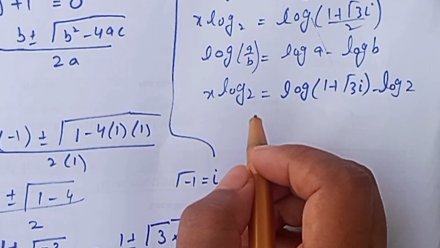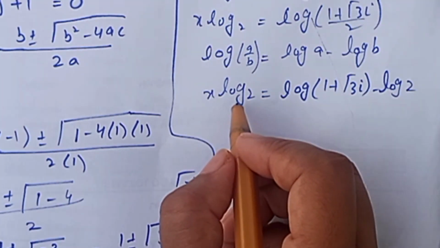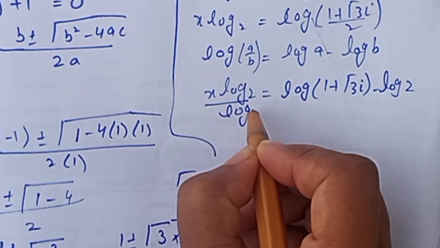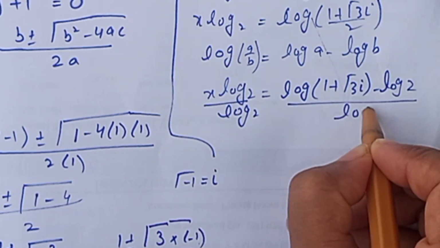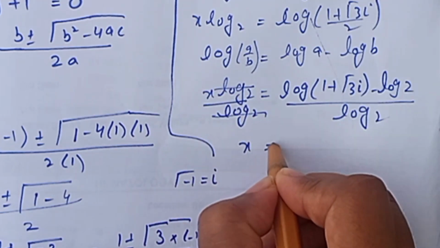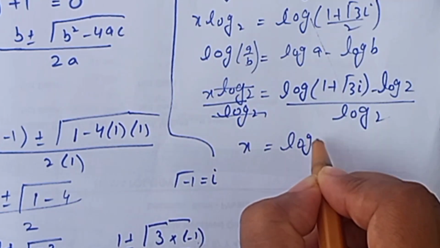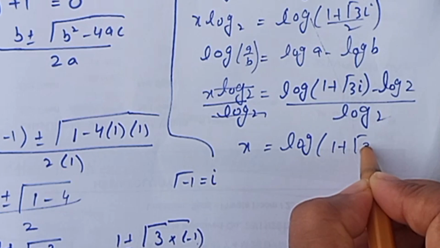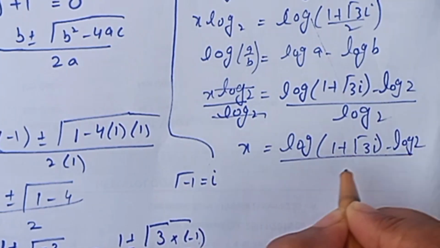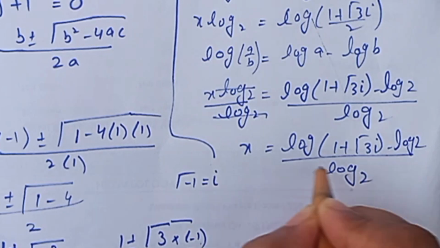And in the next step, we just find the value of x. For that, we divide this equation by log 2 on both sides. So divide this side by log 2 and also divide this side by log 2. This log 2 and log 2 will cancel. We just get x is equal to log of 1 plus square root 3 iota minus log 2 over log 2. This is the one value of x.